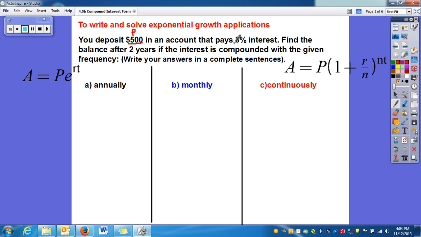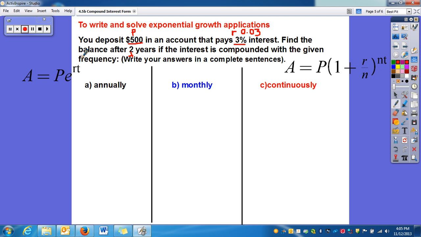And then you need your rate, which is 3%. But your rate, we want to write as a decimal. So that is 0. We move the decimal twice, 0.03. And then find the balance after 2 years. That would be your T.